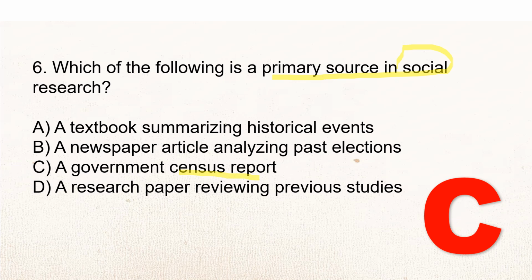Textbooks summarize and interpret information, making them secondary sources, not primary sources. A newspaper article that analyzes past elections is also a secondary source because it interprets existing data. For letter D, a research paper about previous studies, or reviewing of previous studies, is a secondary source because it does not present original data. And for this question, we are looking for the primary source, so letter C is the best answer.